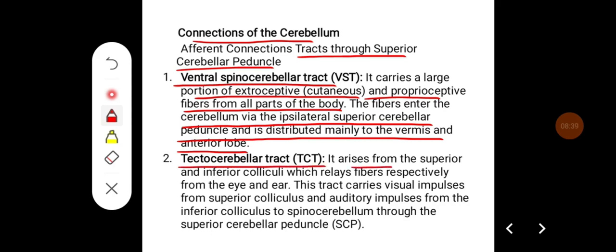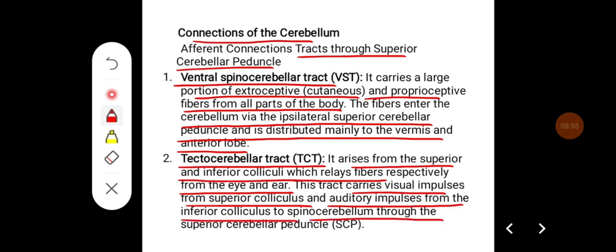Tectocerebellar tracts, they arise from the superior and inferior colliculi, which relay fibers respectively from the eye and ear. This tract carries visual impulses from superior colliculus and auditory impulses from inferior colliculus to spinocerebellum through the superior cerebellar peduncle.